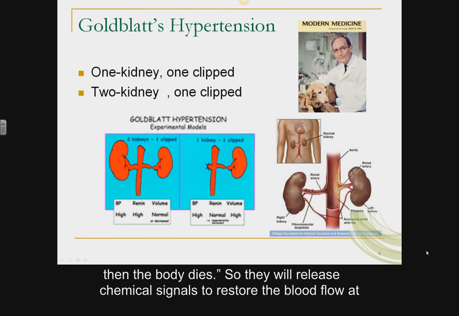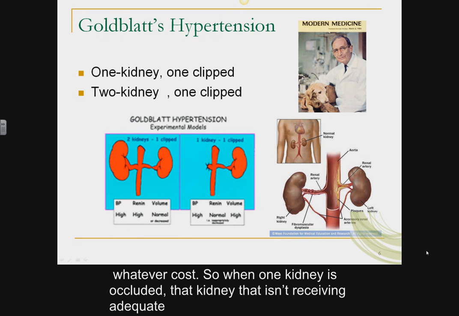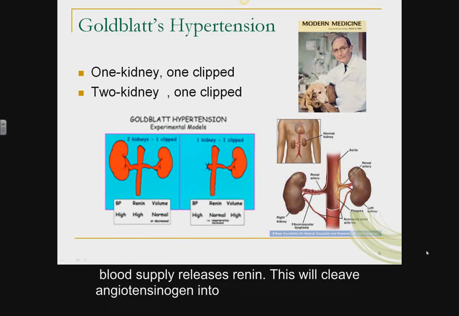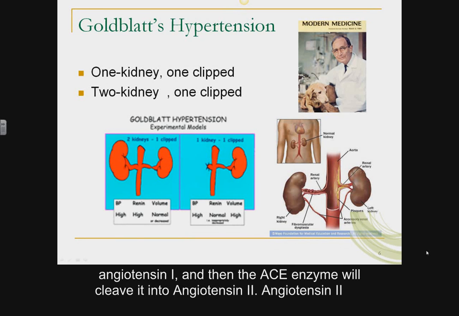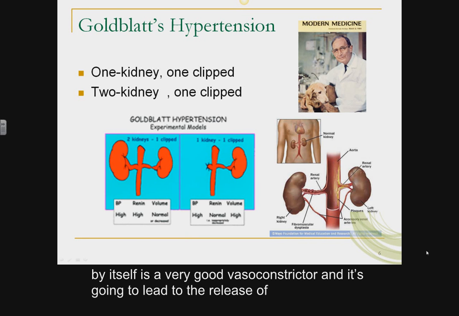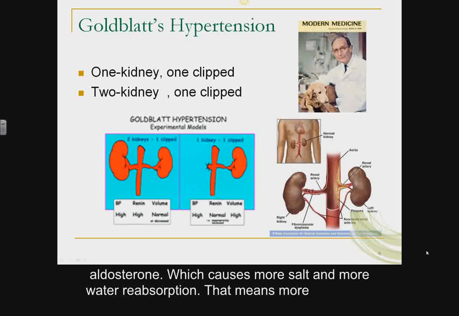When 1 kidney is occluded, that kidney that isn't receiving adequate blood supply releases renin. This will cleave angiotensinogen into angiotensin-1, and then the ACE enzyme, of course, will cleave it into angiotensin-2. Angiotensin-2 by itself is a very good vasoconstrictor, and it's going to lead also to the release of aldosterone. Aldosterone is going to cause more salt and water reabsorption. That means more volume. That means more blood pressure.